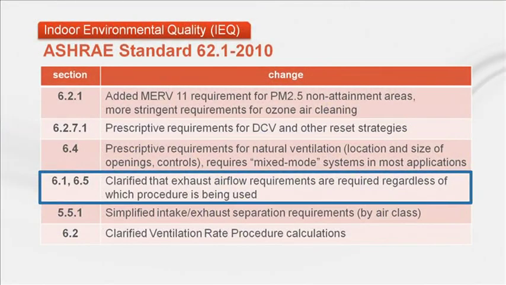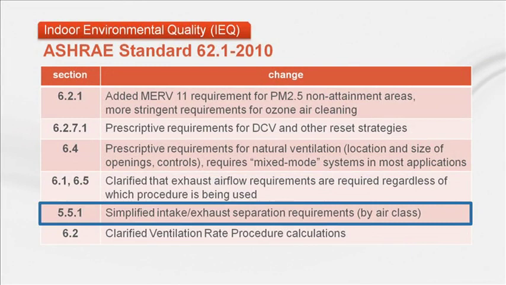A few final changes to note. The 2010 version clarifies the minimum exhaust requirements in Table 6-4 apply regardless of which design procedure is used. In the previous version of the standard, this table was only referenced in the ventilation rate procedure.